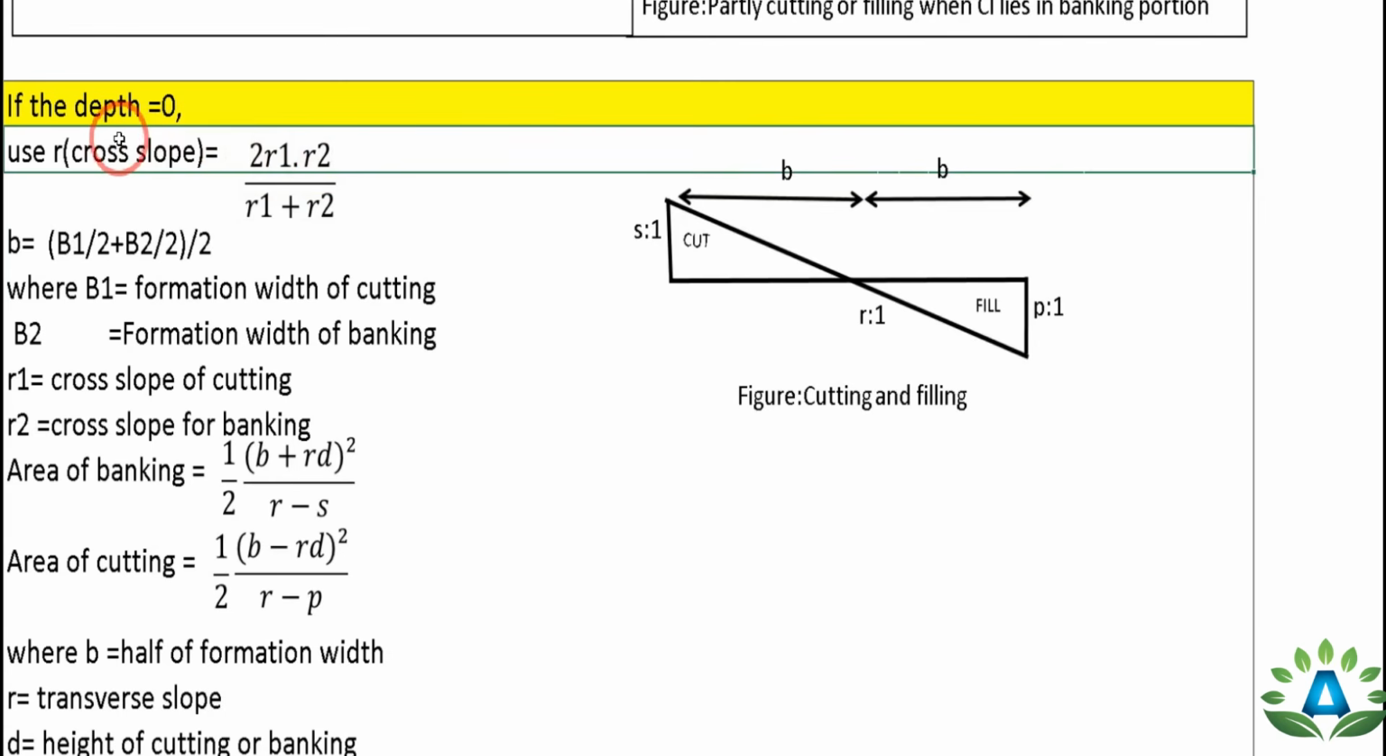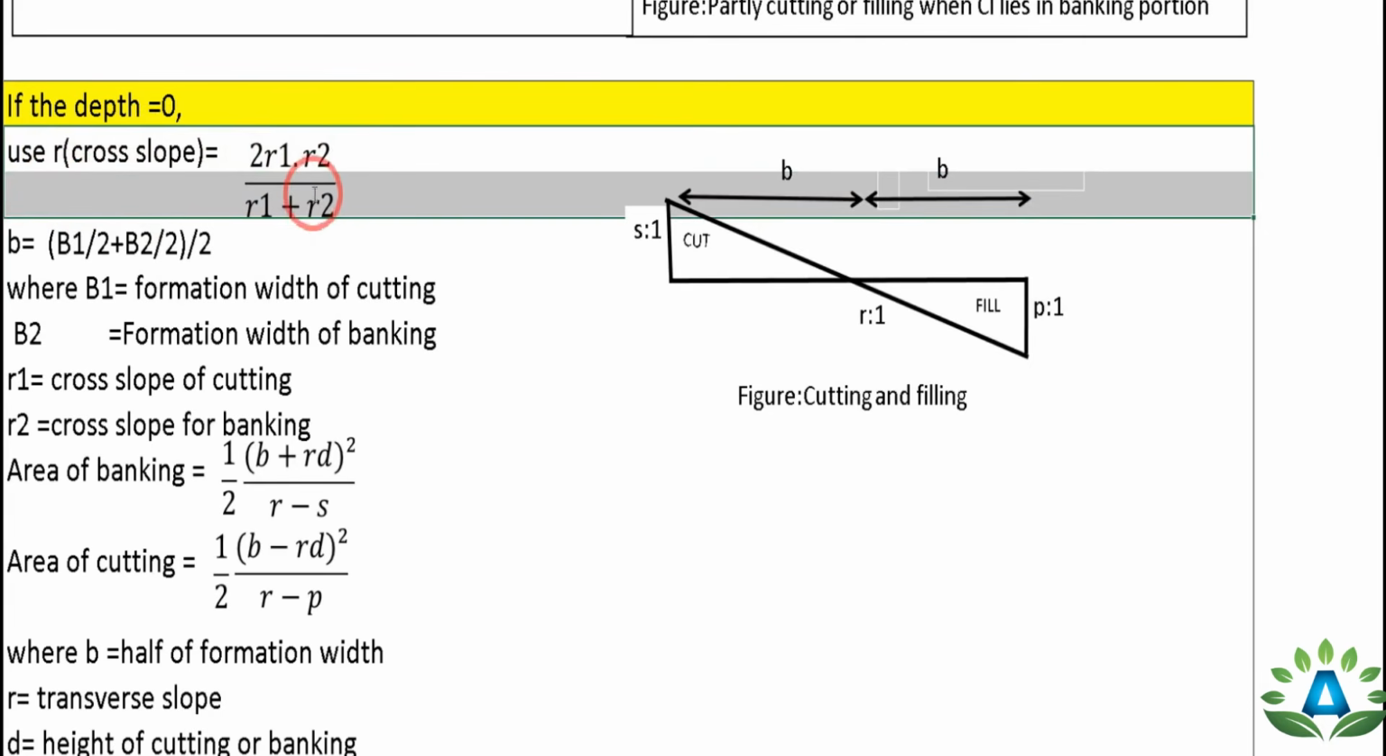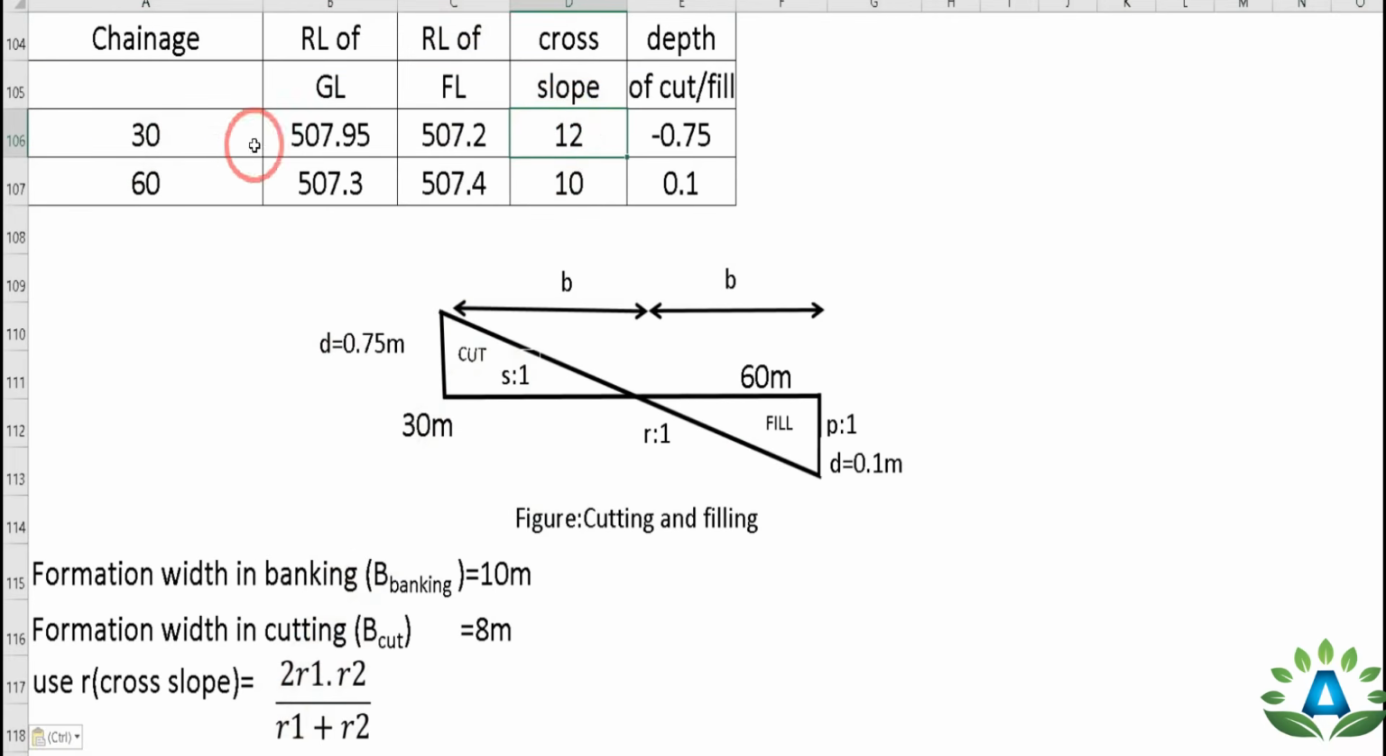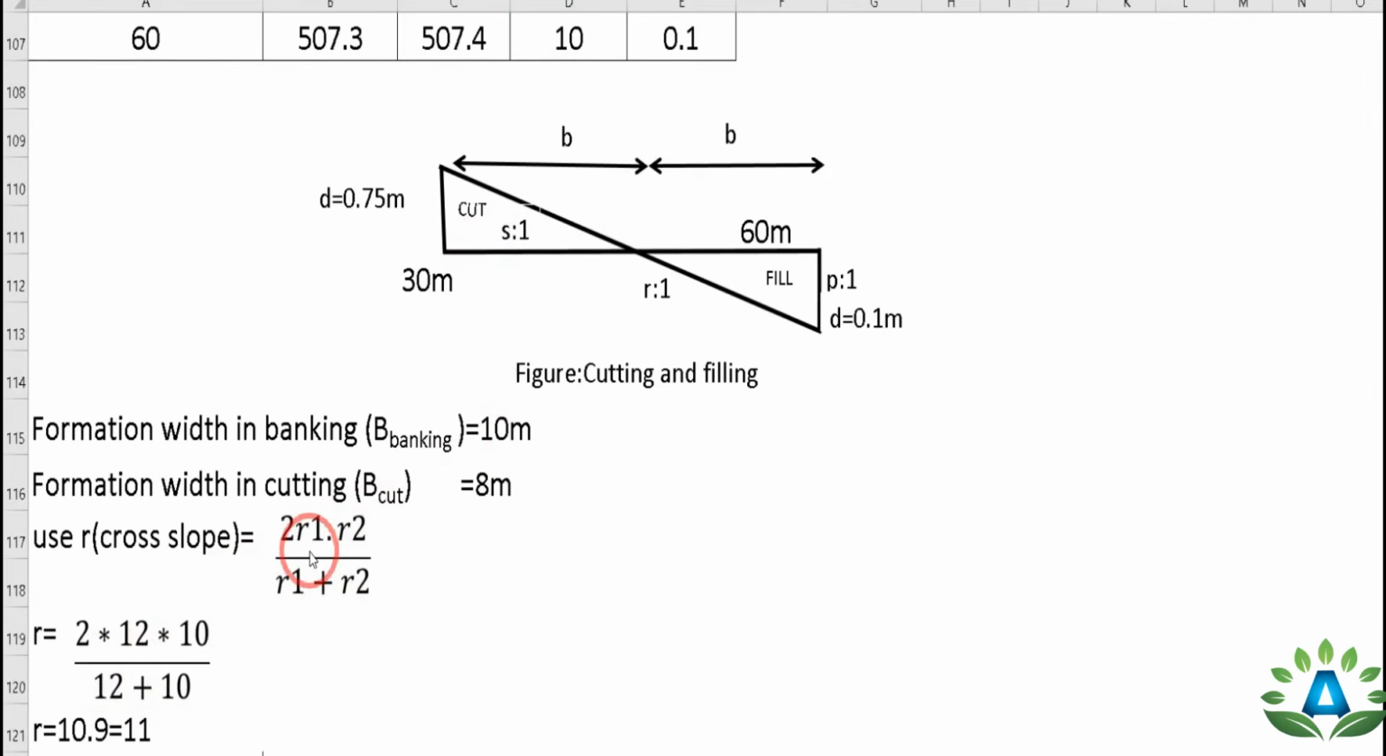So firstly we are going to use this formula, that is R equals to 2R1R2 divided by R1 plus R2, in which R1 is the cross slope at 30 meter chains and the R2 is the cross slope at 60 meter chains. So we are using this R1 equals to 12 and R2 equals to 10. So let's put the value. While putting the value of R1 and R2, we get this R equals to 10.9, that is nearly equals to 11. So it means that this cross slope equals to 11:1.